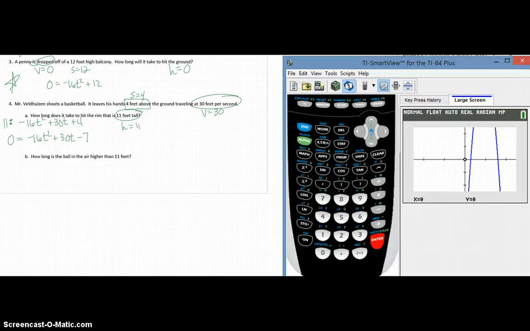Okay, I have graphed it over here on the side, and I've zoomed in so that we could get a good picture of it. Now, I've always told you to look for the positive x-intercepts. In this particular problem, there are 2 positive x-intercepts. So, that means that it's going to hit a height of 11 feet twice.